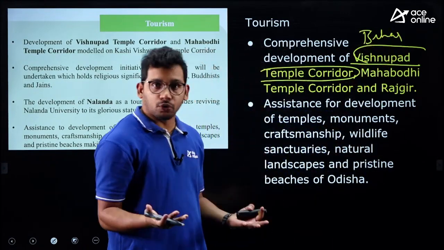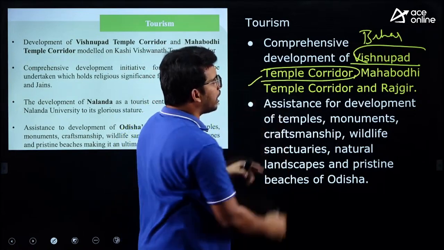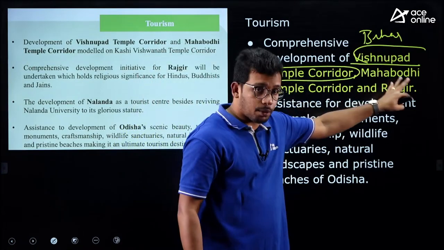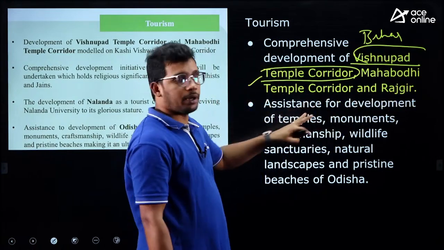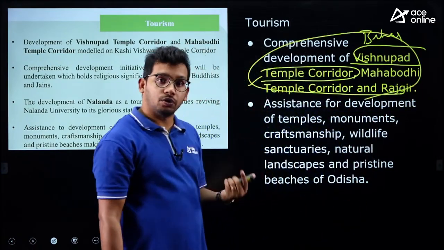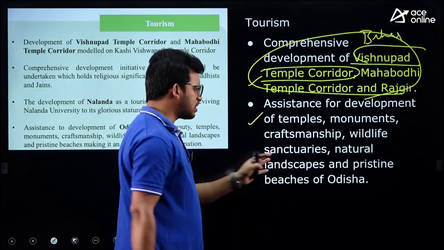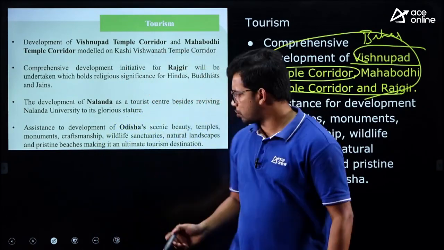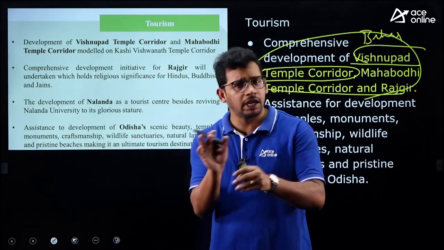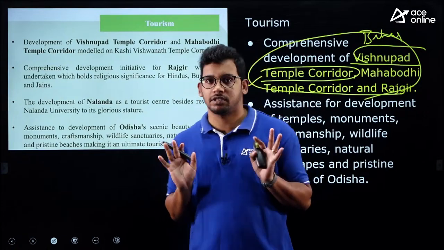So to encourage tourism, whatever facilities are required, they are going to create in this Vishnupad temple corridor, Mahabodhi temple corridor, that is Bodh Gaya temple, and then Rajgir. So this is for Bihar. They are going to encourage tourism in Bihar, fine. And then wildlife sanctuaries, natural landscapes, they are going to also encourage. In this specific budget, wherever they did not mention the number, in future they will allocate, so we need to update in the current affairs, right.